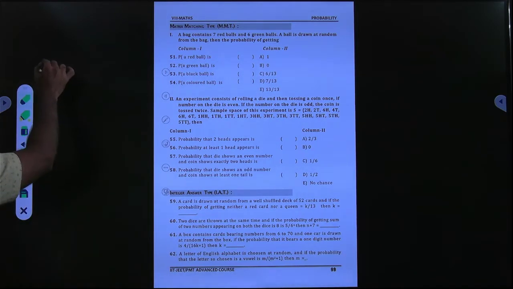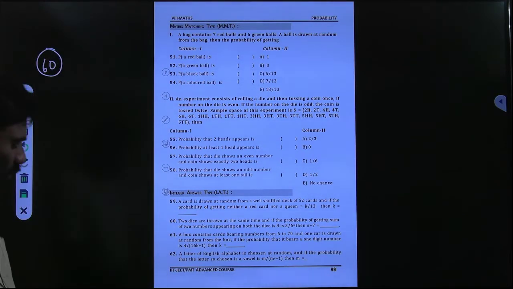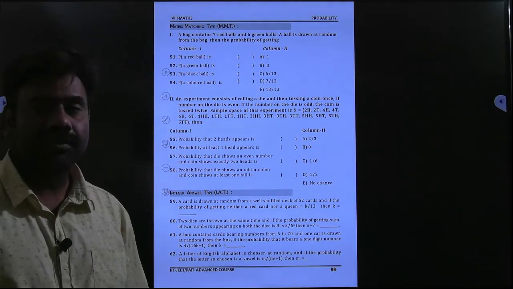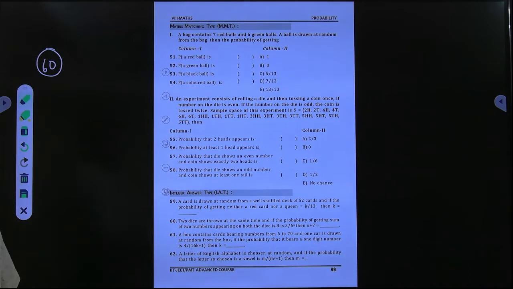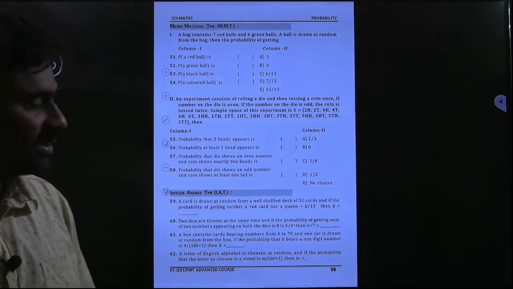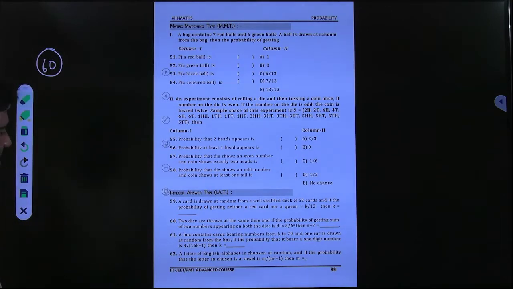Question number 60. Two dice are thrown at the same time, and if the probability of getting a sum of 8 on the two numbers appearing on both dice is 5 by 6 power n, then n plus 7 is equal to what? First we need to find the value of n, later we can find n plus 7. If two dice are thrown, what are the possible outcomes? 6 power 2, that means 36. We get 36 outcomes whenever we throw two dice at a time.